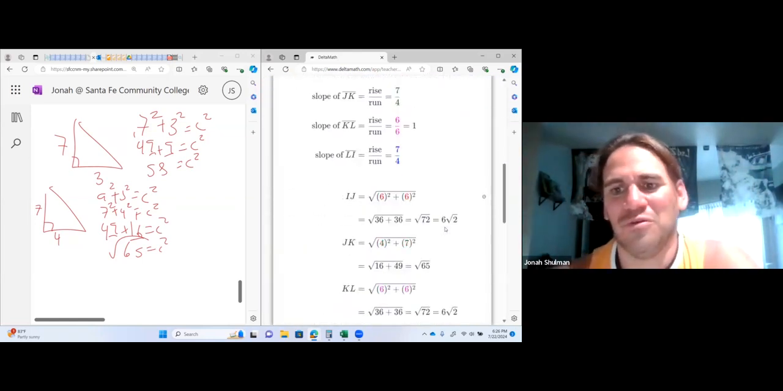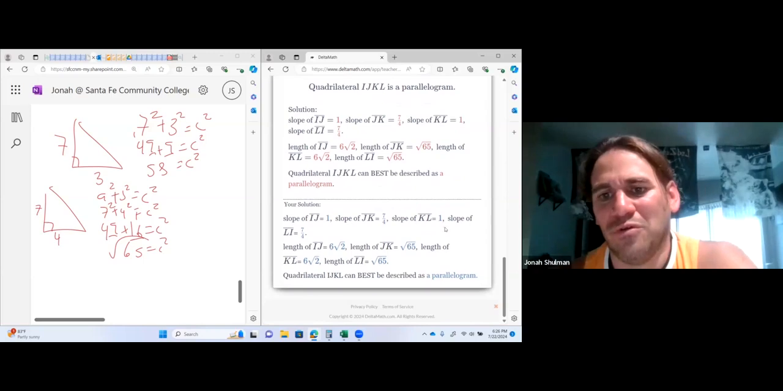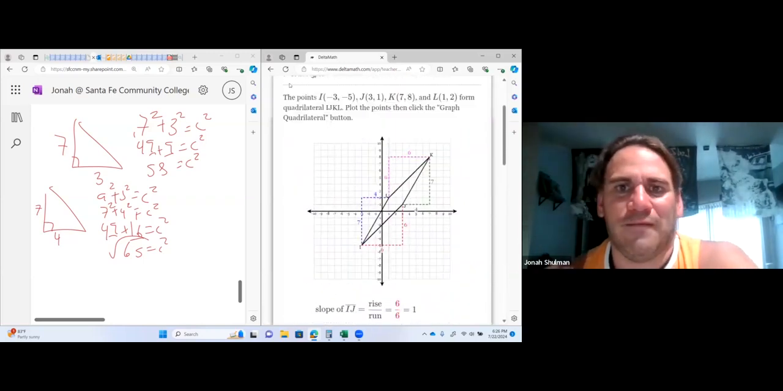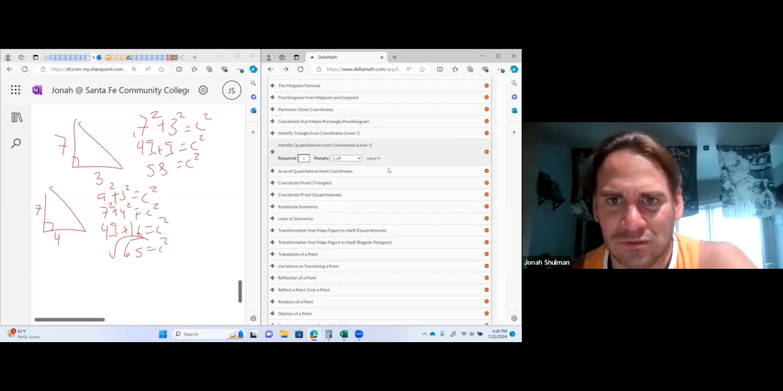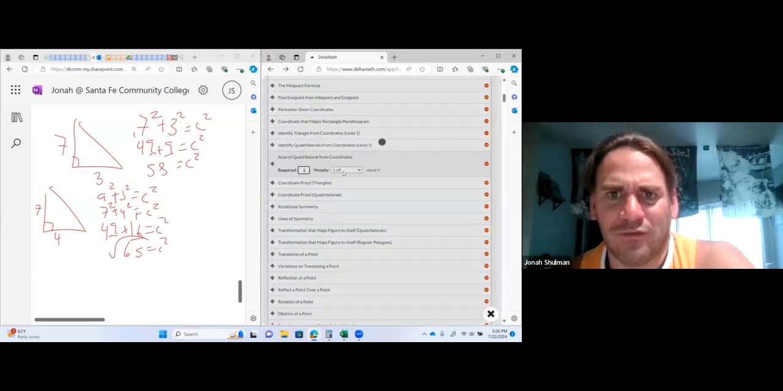Cool. All right, let's get rid of the harder version of this. All right, let's do an area from coordinates.